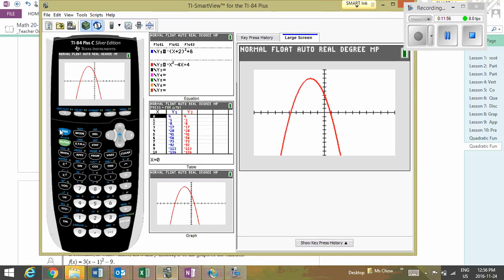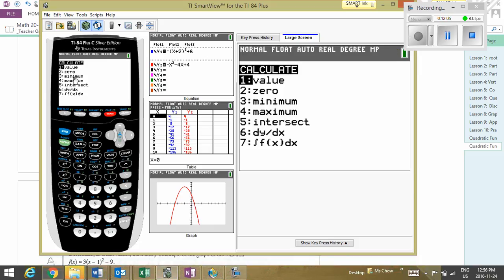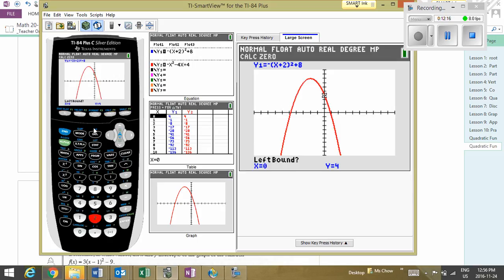So to use the calculator, remember we're going to press second, and it's calculate. So not the trace button, but calculate, and we are looking for the 0. And the 0 is what gives us specifically the x-intercept. So we can go to 0, and what it's saying is the left bound. So because we have two x-intercepts here, we need to know which one we're trying to find.